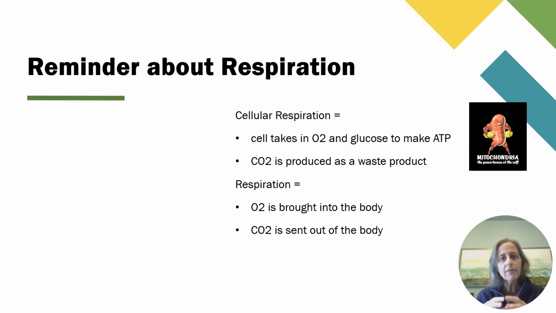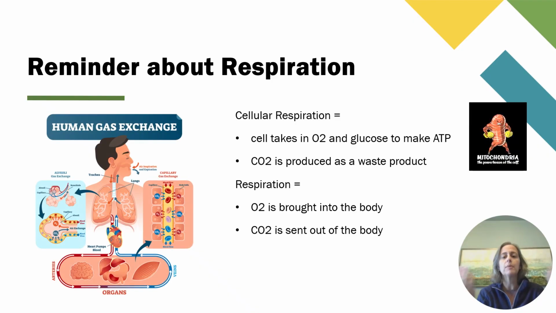So because of how our cells produce ATP, this is the predominant mechanism that they use, this cellular respiration, we as whole organisms need to bring oxygen into our bodies because it's one of the ingredients needed, and we need to get carbon dioxide out of our body because we're constantly producing it as a waste product. It's toxic if it builds up. So when we talk about respiration, we're talking about bringing oxygen in and sending carbon dioxide out of the body.